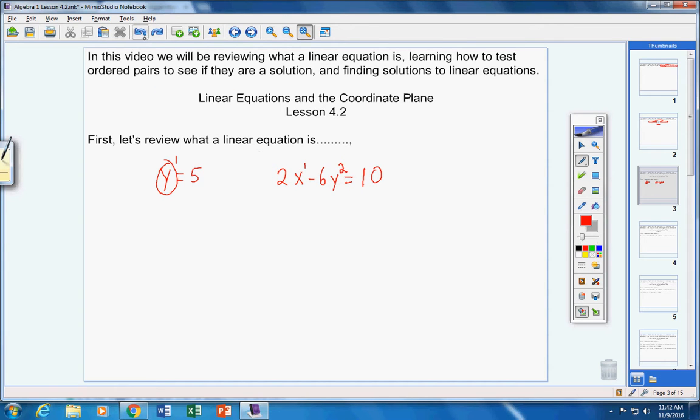This would be a linear equation right here: a plus 6 equals b, because your power of a is 1 and your power of b is 1. If there was a 2 right here with the 6, that's okay. It's still a linear equation. The variables, the letters, have to have a power of 1 in order for the equation to be linear. Do you understand?